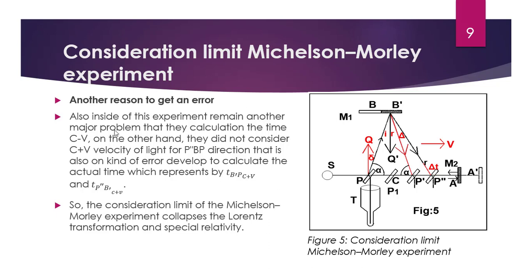Another reason to get an error. Also inside of this experiment, there is another major problem, that is the calculation for time in the C minus V direction. That means if the light goes P to B dash and B to B dash, in this case the velocity will be the resultant velocity C minus V. But they did not consider the C plus V velocity, right? Then it also put another line in the opposite direction, P dash, P double dash to B dash and B dash to P. So that is also one kind of major error given inside of this theory. And TP dash C plus V and TP double dash and B C plus V. So the considered limit of the Michelson and Morley experiment follows the Lorentz transformation and special relativity.